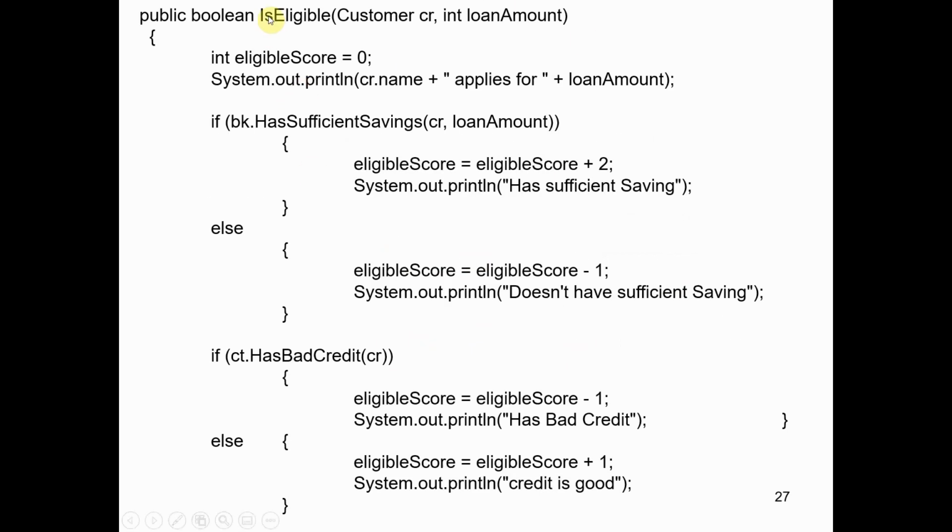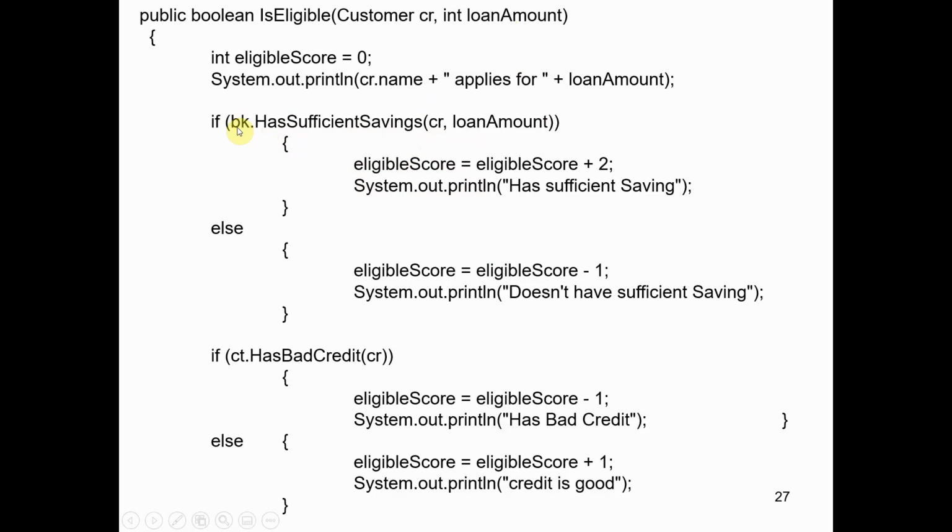Then let's see the core of this application, which is the isEligible method. Here we provide the customer, and the loan amount the customer is trying to get from the bank. And here is the first requirement: to see if the customer has enough money or not.